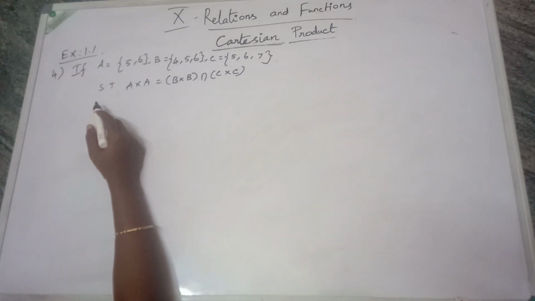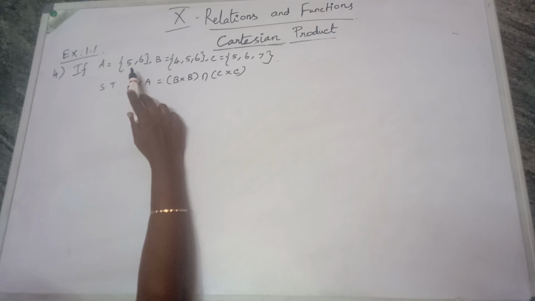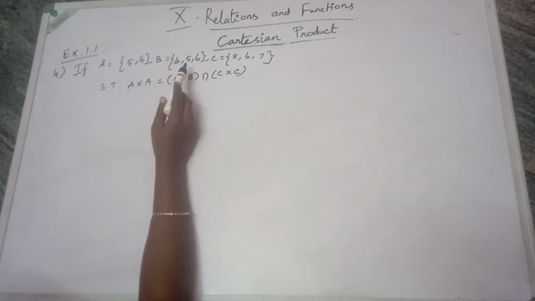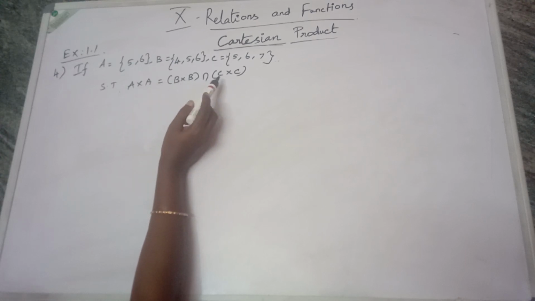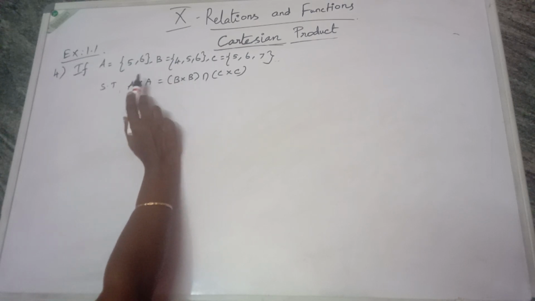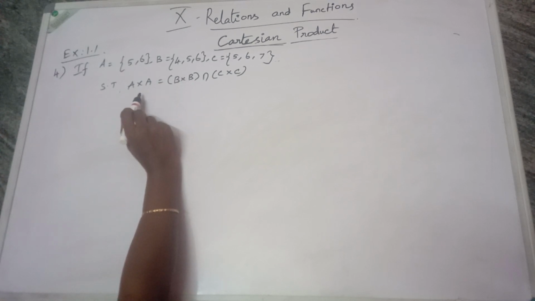See the fourth question. If A equals {5, 6}, and B and C, three sets are given, then they ask you to show that A cross A is equal to B cross B intersection C cross C. So you have to write every set in roster form. So it will be very easy to find this.